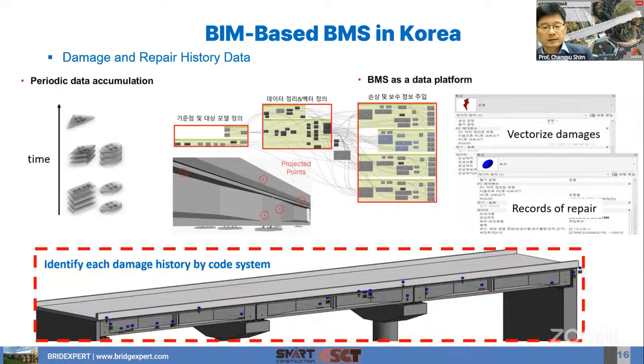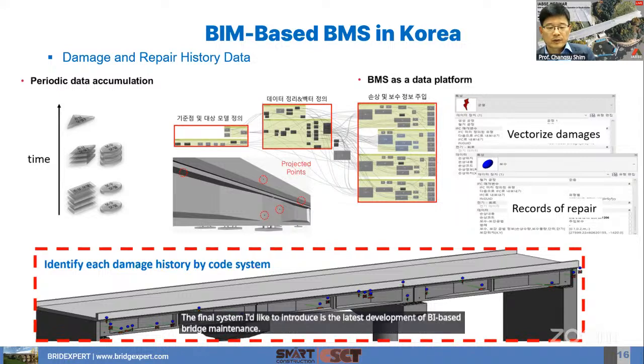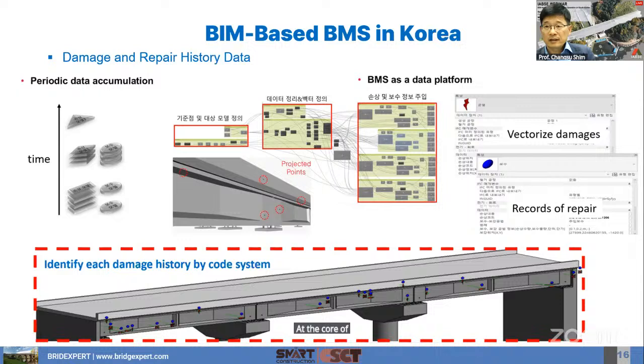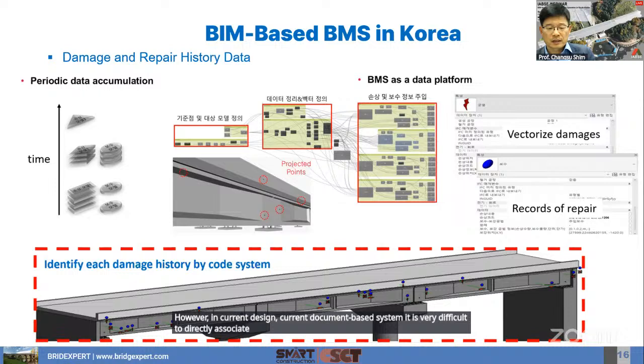The final system I'd like to introduce is the latest development of BIM-based bridge maintenance. At the core of effective maintenance are two key data sets: the history of damage and the relevant repair history. However, in the current document-based system, it is very difficult to directly associate specific damage with its corresponding repair actions.